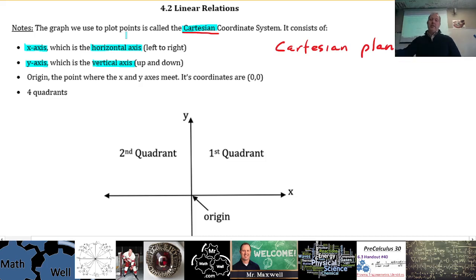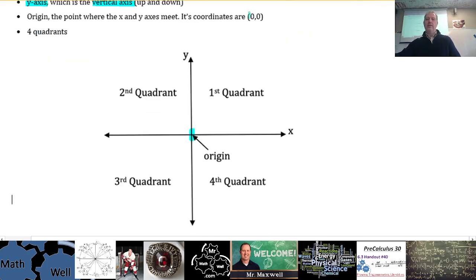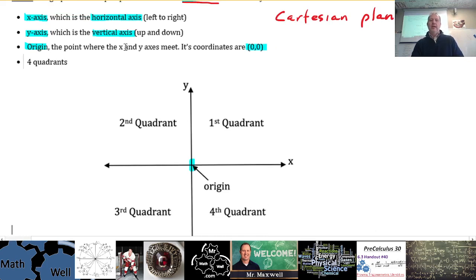The origin, this is another important point on the Cartesian plane, and that's the intersection of the two axes. That is the point where they meet, and the coordinates of the origin are, surprise, surprise, 0, 0. The origin is 0, 0. Now, again, you guys should have lots of experience with plotting points on a Cartesian plane, and we're going to go over that again really quickly. But the origin has the coordinate 0, 0. And I'll explain a little bit more what that means later.